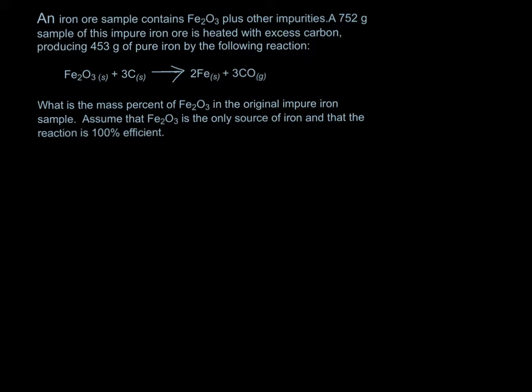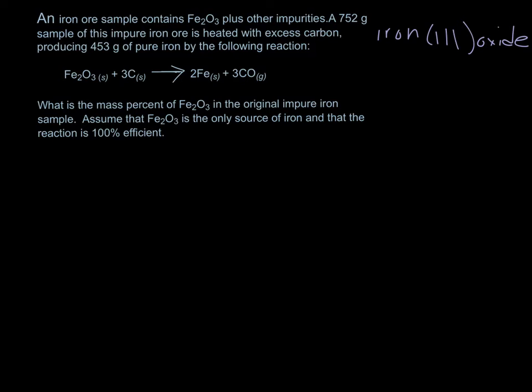So in this problem, we have an iron ore sample that contains iron Fe2O3 plus other impurities. And let's just stop and, for fun, write how we would write the name of Fe2O3. Fe2O3 is iron with some charge, oxide. And we're going to figure out our charge the easy way here. This 3 over here tells us there has to be a plus 3 charge on the iron. So this is iron 3 oxide. That was an aside. So anyway, we have this iron ore sample that contains iron 3 oxide plus other impurities.